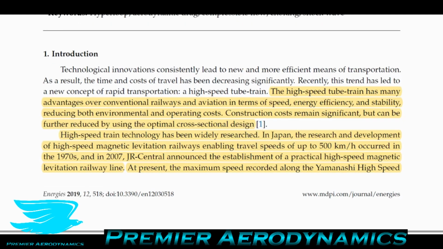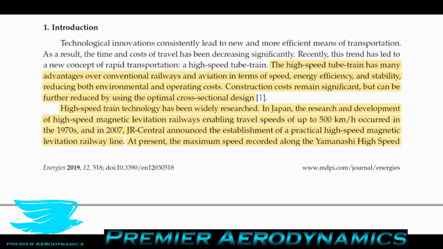In Japan, the research and development of high-speed magnetic levitation railways, enabling travel speeds of up to 500 kilometers per hour, occurred in the 1970s. And in 2007, JR Central announced the establishment of a practical high-speed magnetic levitation railway line. I don't know if JR is government owned or privately owned, but that's the main company that does high-speed trains in Japan.